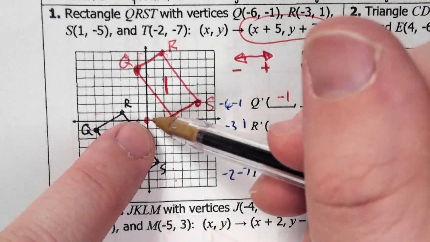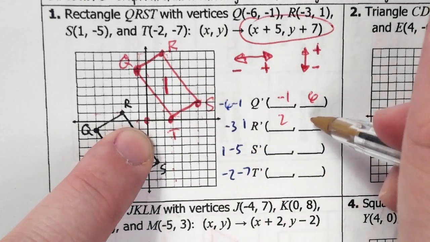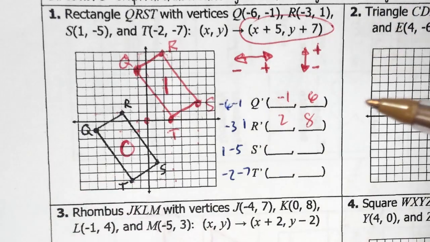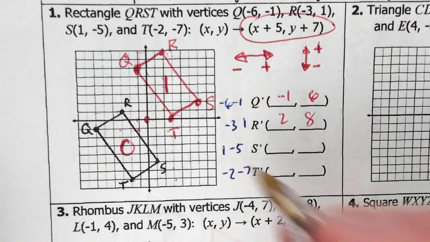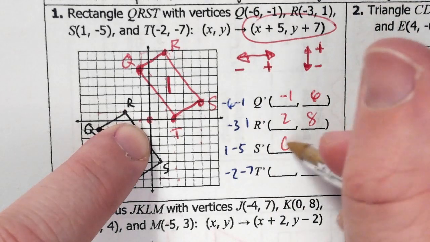Okay, and then where's R? That is +1, 2, and that is +8. So +2, +8. And so I would just keep doing that over and over again to find those. All right, S, that is +6, +2.